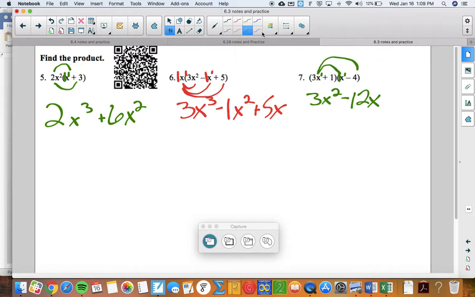And then when we distribute the 1 through, 1 times x is 1x. 1 times negative 4 is negative 4. But realize here we have like terms, so we can combine those. So we get 3x squared minus 11x minus 4. Beautiful.